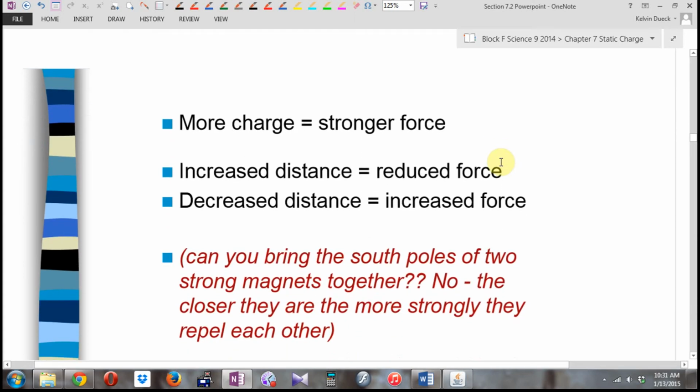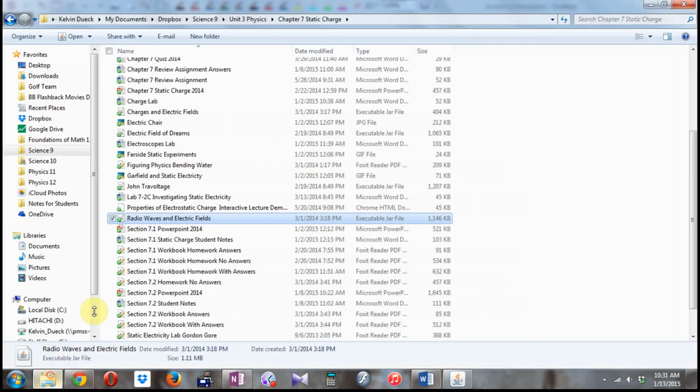Can you bring the two south poles of two strong magnets together? Have you ever tried taking two strong magnets and set them up so that they're repelling each other and then tried to bring them together? You can't. When you get really, really close, it pushes you off. The closer you get, the more strongly they repel. That's for magnets, but that's because that's how fields work. The closer you get, the more strongly they'll repel or attract. That's for electric charges.